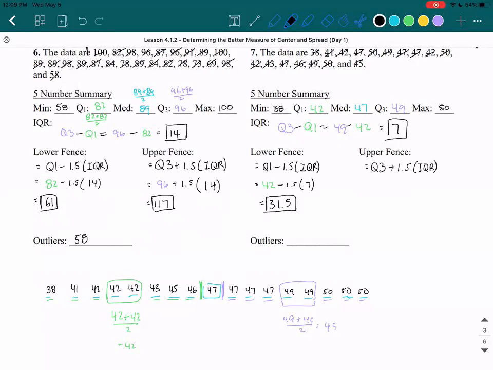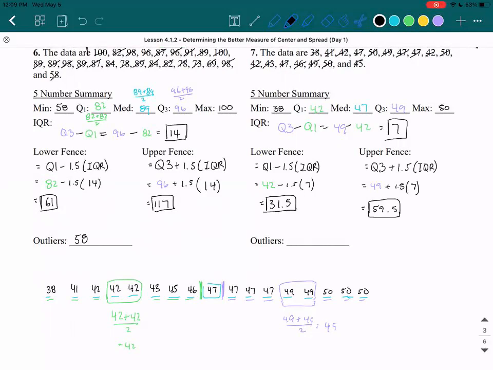Now let's calculate our upper fence. So we have our Q3 plus 1.5 times our IQR, which is 7. And then you calculate that, type it in a calculator, you get 59.5. So here are our lower and upper fences. Anything that is lower than 31.5 will be an outlier. Anything that is larger than 59.5 will be an outlier as well.